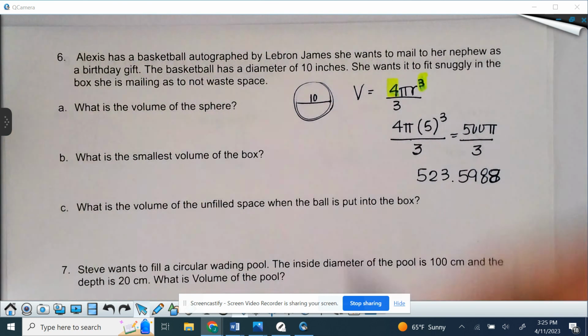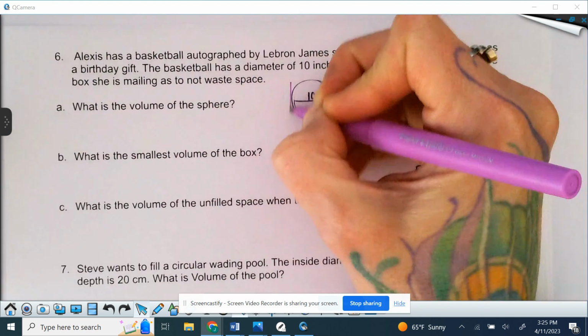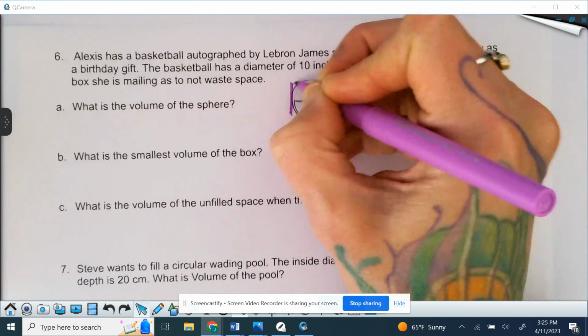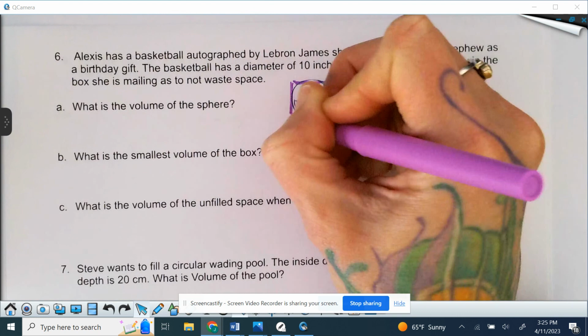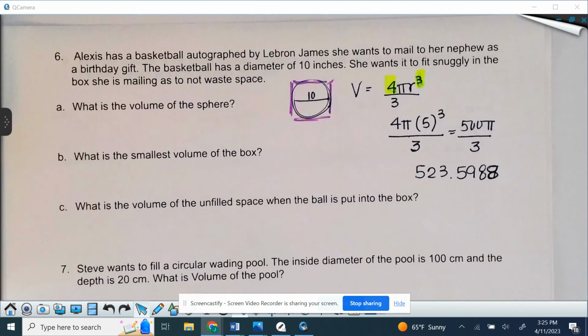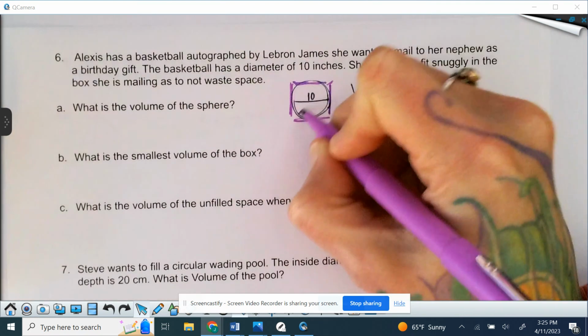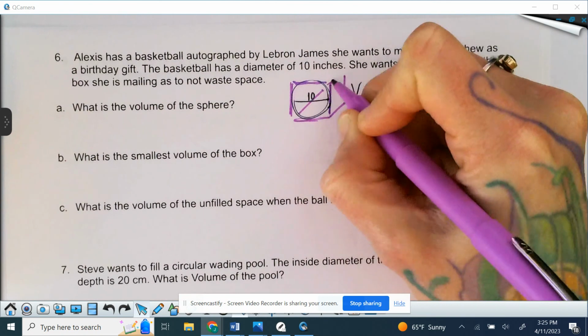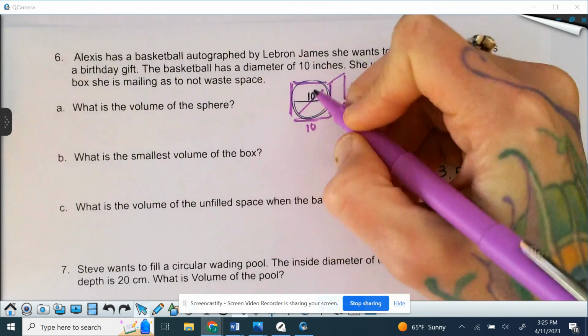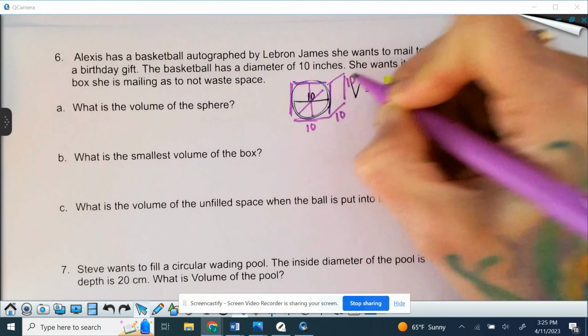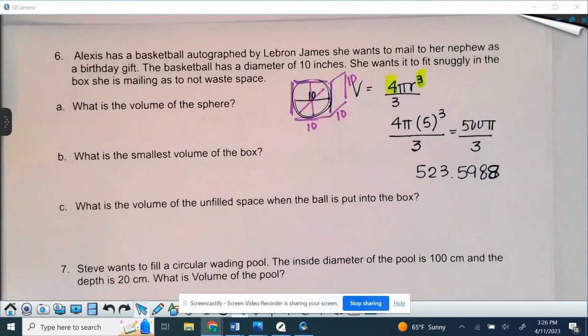Now, if the diameter of the basketball is 10 and we're going to put it in the snuggest box we possibly can, a box is going to be a cube and it's going to have at least the width of 10, and the diameter runs all the way. So when I put my box back, that is also going to be 10. And then the diameter runs up and down as well, so that's also going to be 10. So we now have a cubic box, a 10 by 10 by 10 box, if we are going to close in as tight as we can around this basketball.